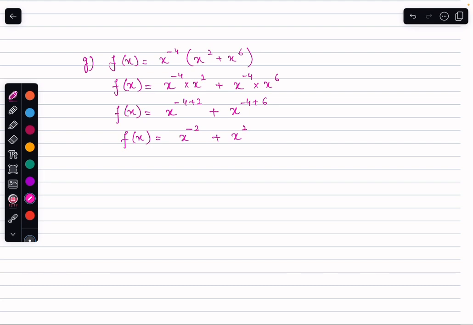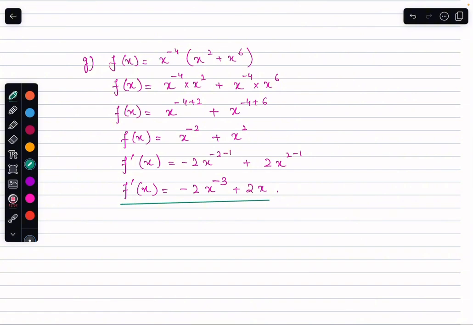So here also we can see that there are two terms in the function, and for these two terms I will be differentiating the two terms separately, so that my derivative function f prime x shall be equal to -2 x to the power -2 minus 1 plus 2 x to the power 2 minus 1. And then I can say that my f prime x is going to be -2 x to the power -3 plus 2x. So this is then going to be the answer to this function. Let's do another one.